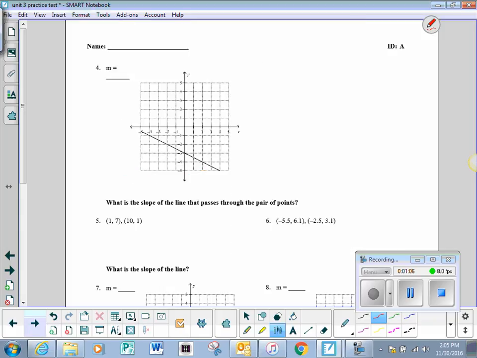On to the next page. Here we have a negative slope, a nice negative. Rise -1, run 2, rise -1, run 2, so that'd be -1/2.